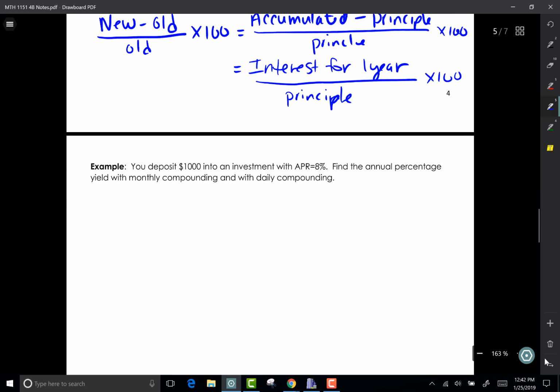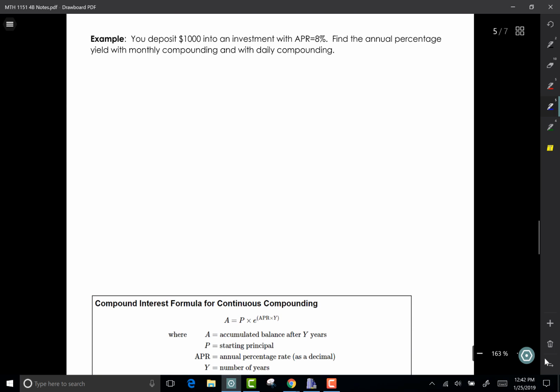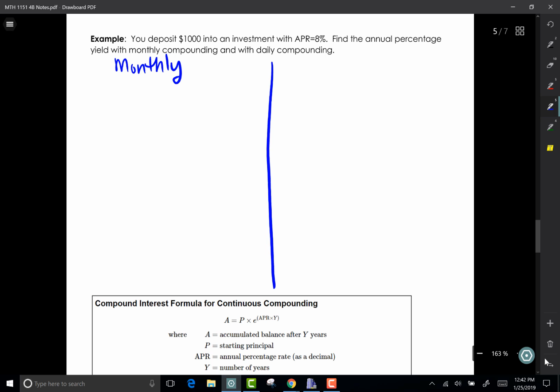Okay, so let's go through an example to illustrate this. If you deposit $1,000 in an investment with an APR of 8%, we're going to find the annual percentage yield with monthly compounding and daily compounding. So we're going to do this for monthly and for daily.